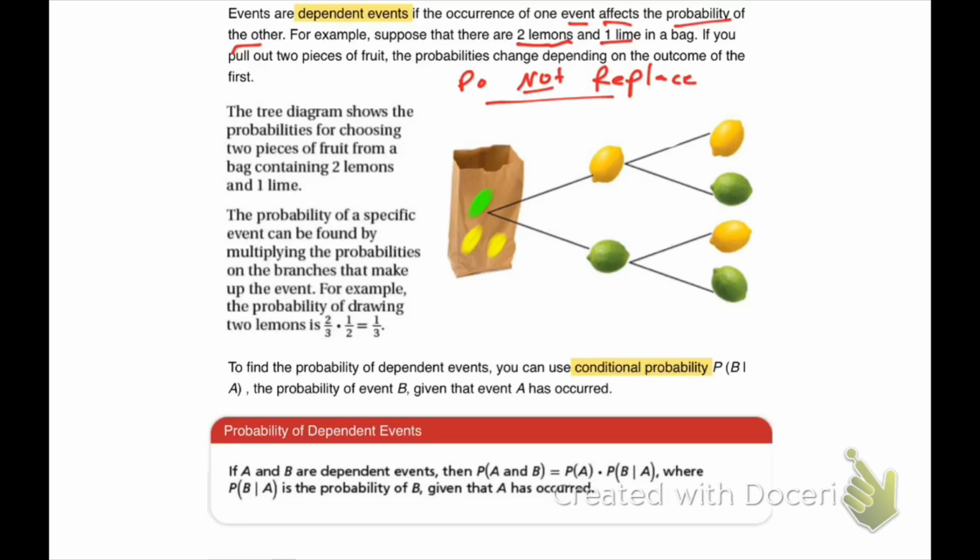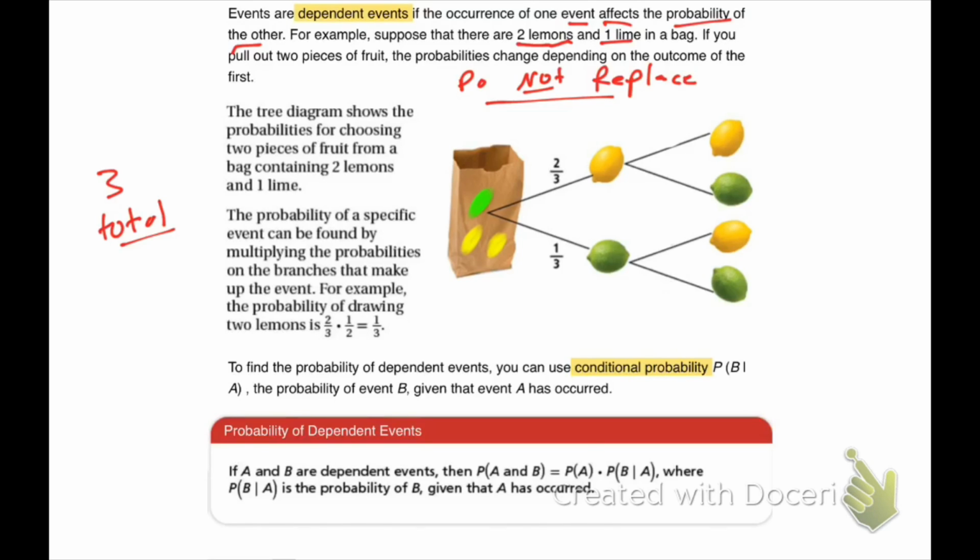Nothing resets. So when we look at this one, we could do a tree diagram to show this. Let's say you pull a piece of fruit out of the bag. What's the probability that you get a lemon? We have a total of 3. So the probability that you get a lemon is 2/3, because we have 2 lemons and there's 3 total. Well, on your first pull, what's the probability you get a lime? Well, that's 1/3. Let's assume that you get a lemon on your first pull.